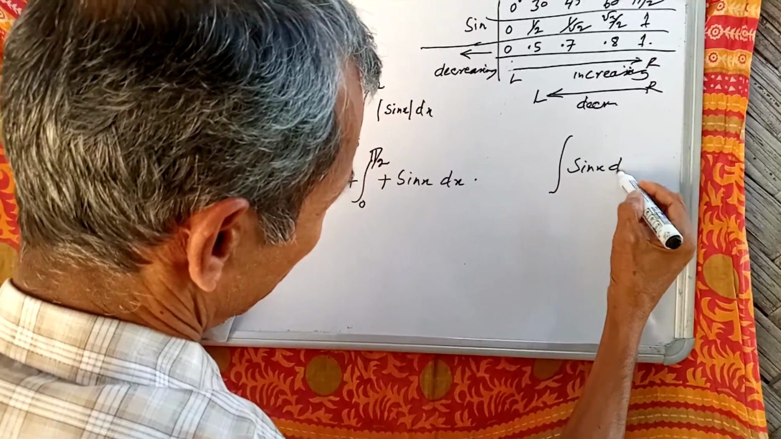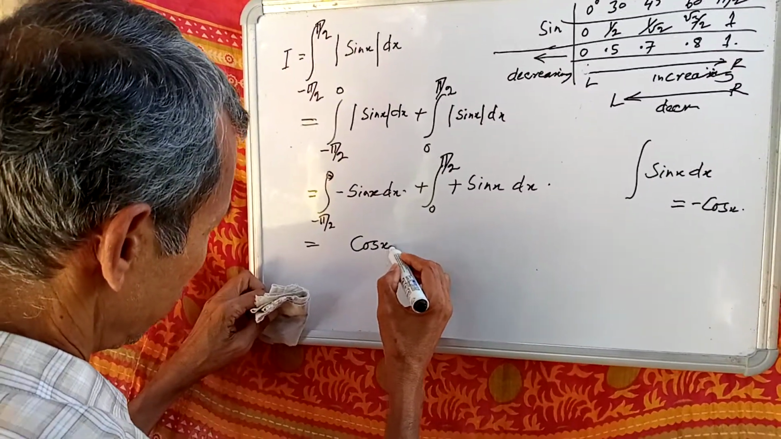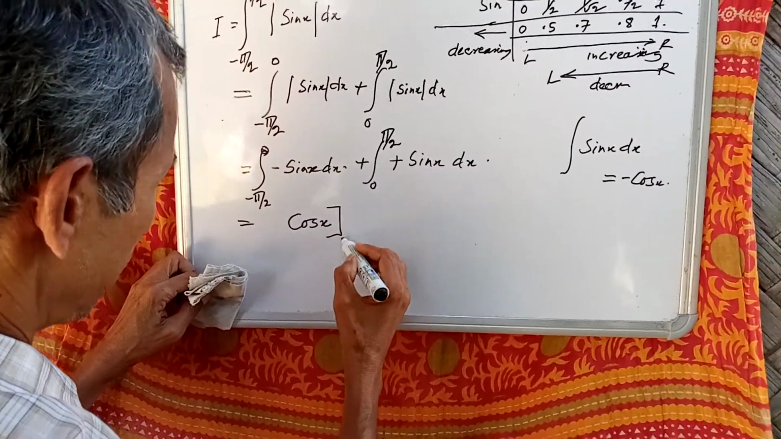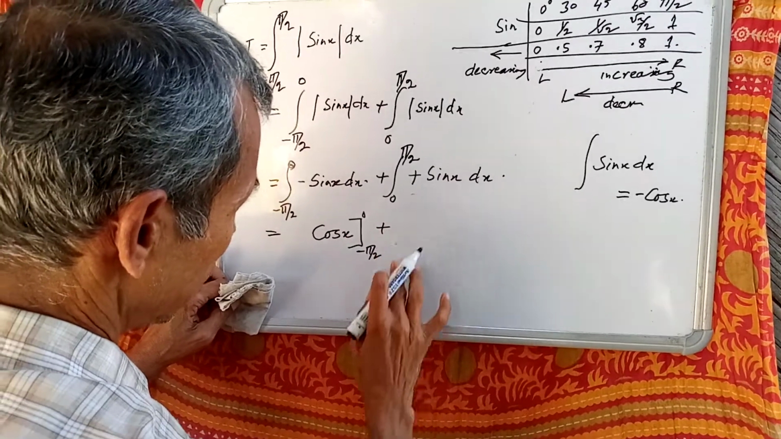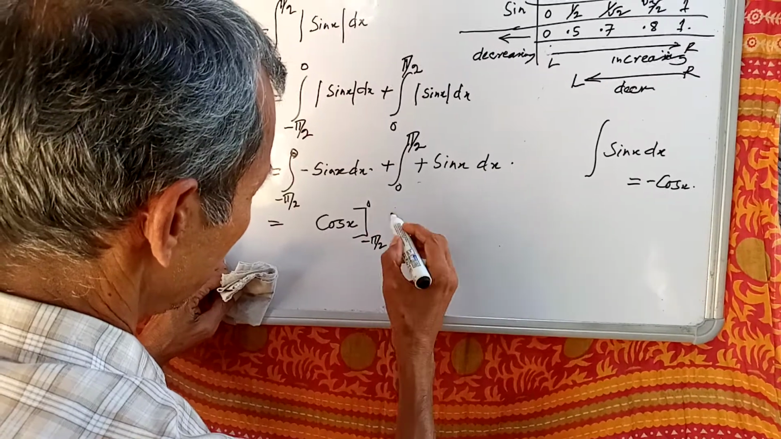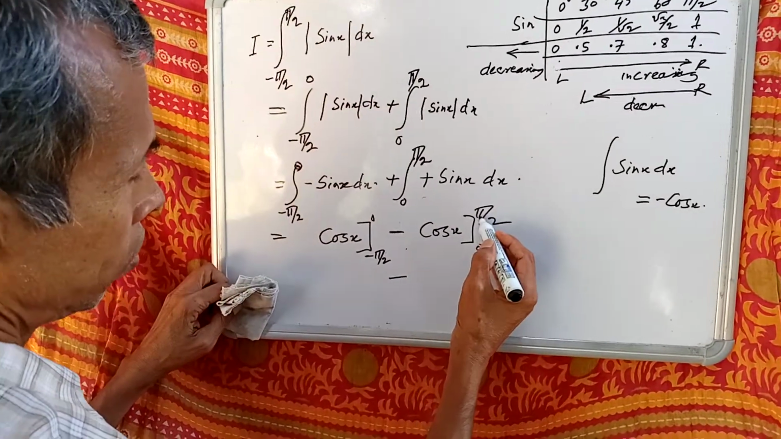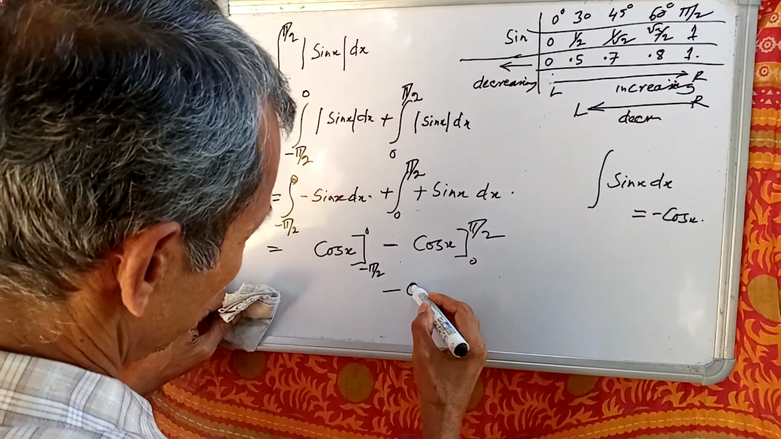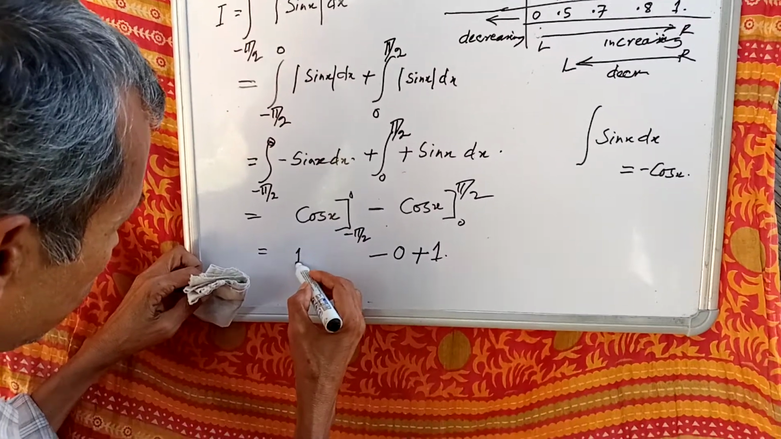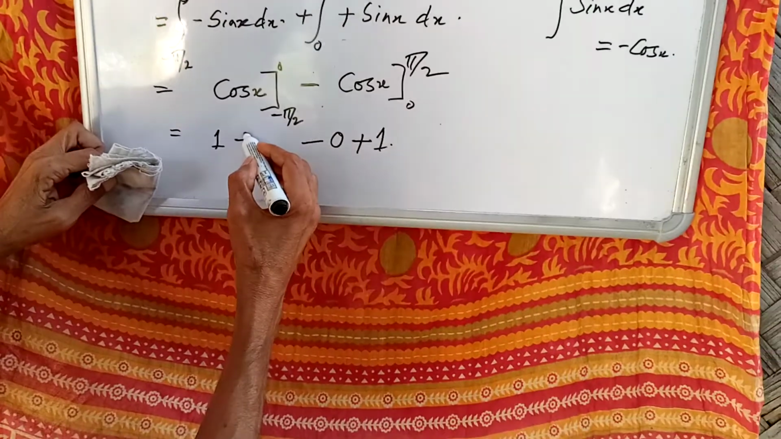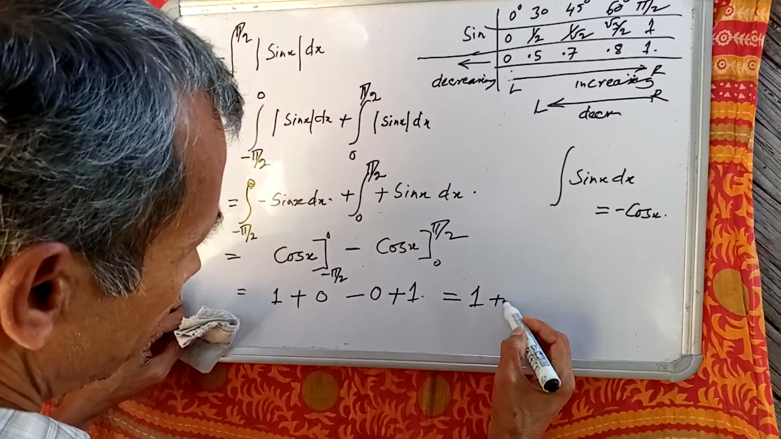Integration of sin x dx equals minus cos x. Therefore here it is cos x plus cos x from minus pi by 2 to 0, plus integration from 0 to pi by 2, here minus cos x, therefore this sign minus cos x from 0 to pi by 2. Minus cos pi by 2 is 0, minus plus cos 0 is 1, cos 90 is 0, therefore equal to 1 plus 1 equal to 2.